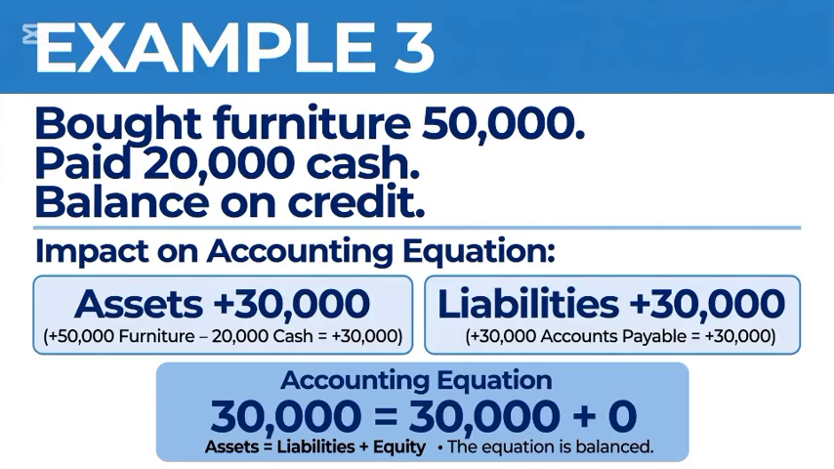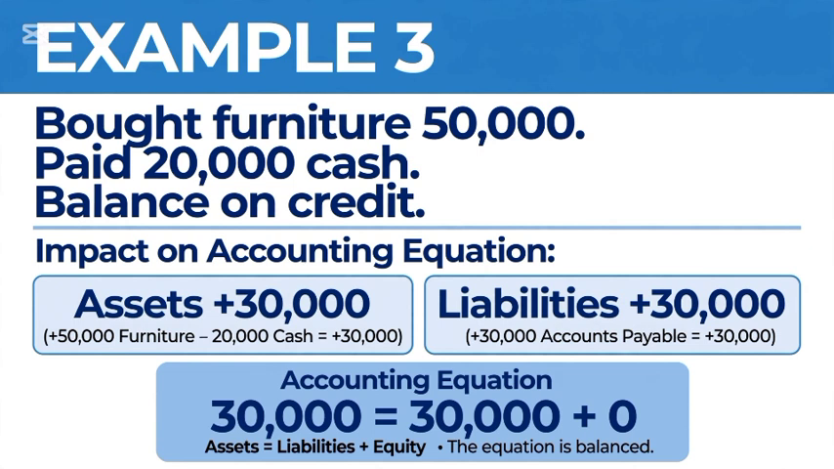The last part is equity, also called capital. Equity is what belongs to the owner of the business. It is the owner's claim on the assets after paying all liabilities. If you start with 100,000 and the business makes profit, your equity increases.